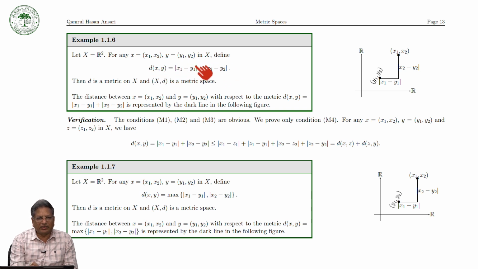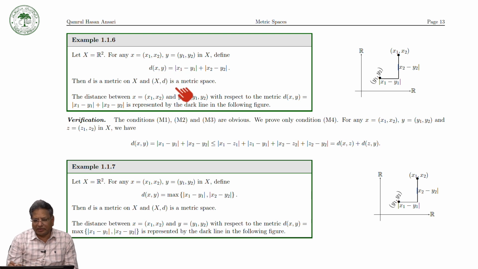We will see that this d is a metric on R2, and it satisfies all the properties of a metric, and therefore X equal to R2 with this metric is a metric space. Now, what is the meaning of this?